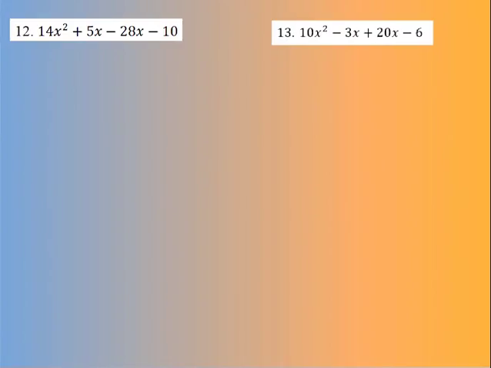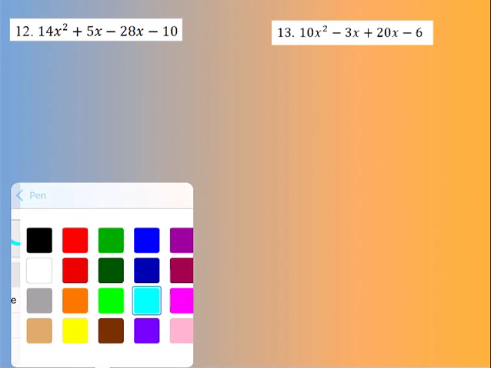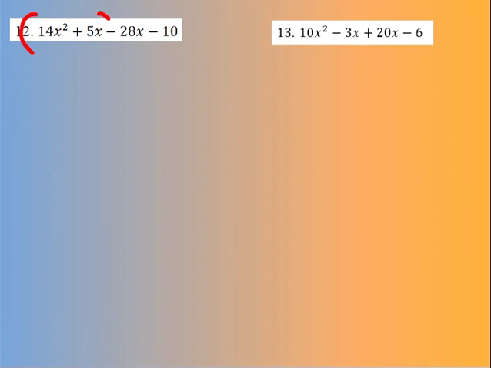Last but not least, let's take a look at 12 and 13. So we're going to keep doing the same thing. Even as the numbers get bigger, you're still going to keep doing the same thing. What divides 14 and 5? Nothing. Can you take an x out of each? Yes. So then you get 14x plus 5.